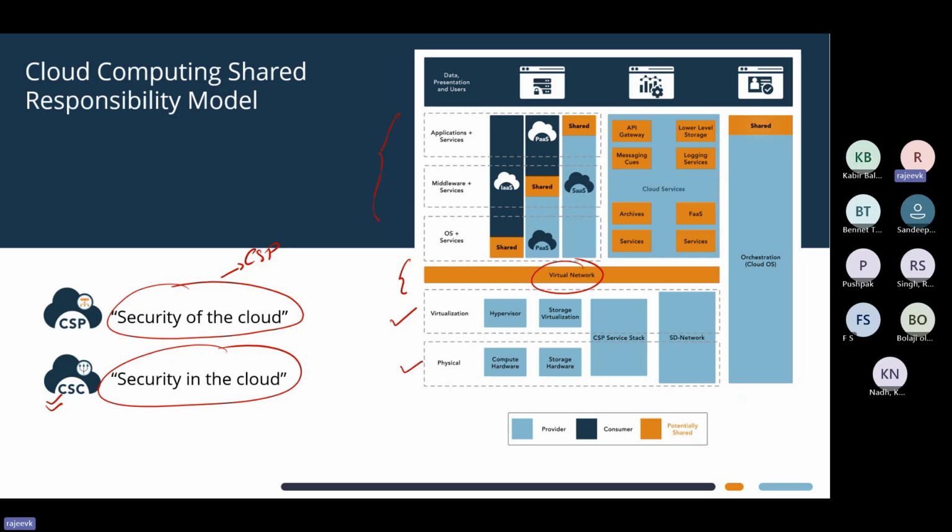One important thing from the examination point of view: the data and IAM, identity and access management services, this is always the responsibility of the customer. Okay.